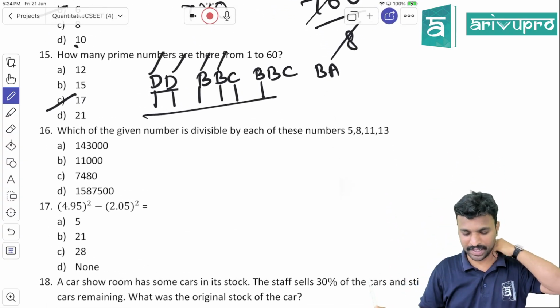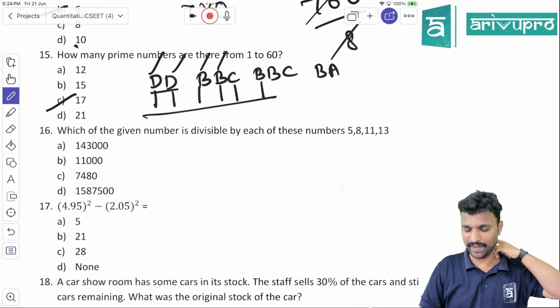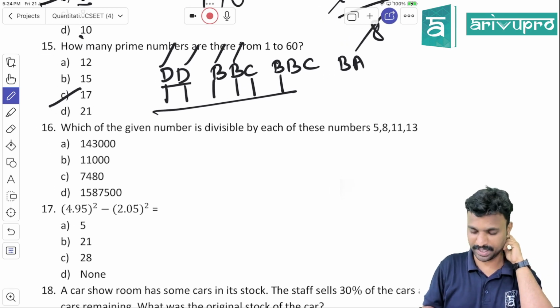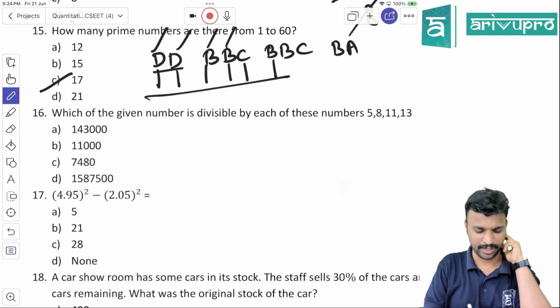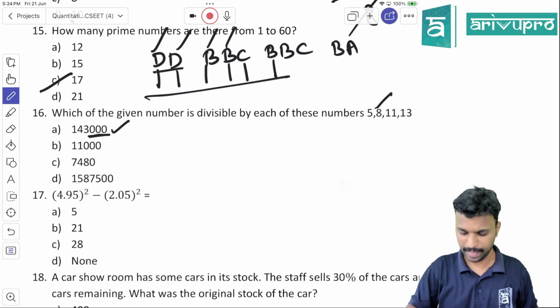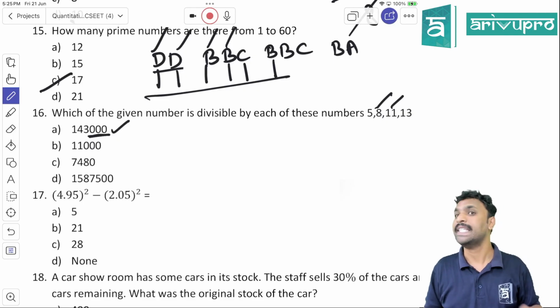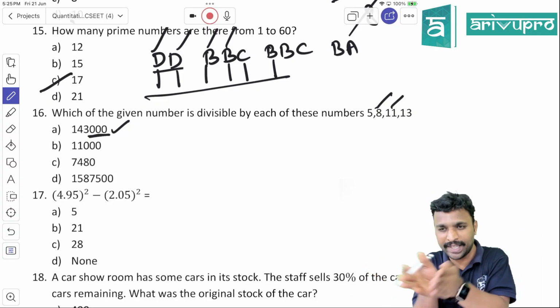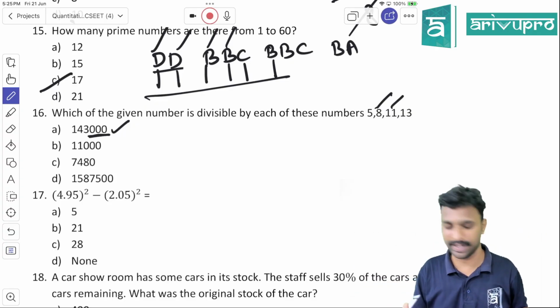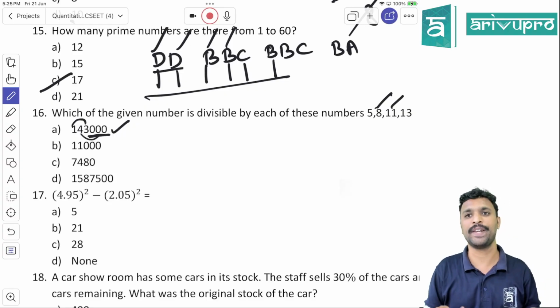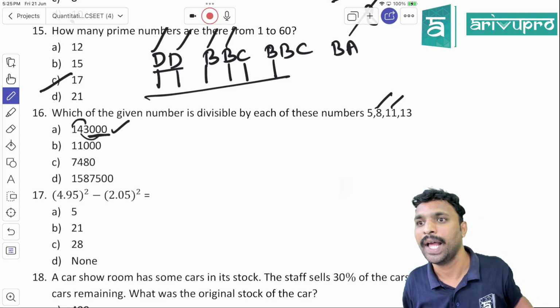Which of the given numbers is divisible by each of these numbers: 5, 8, 11, 13? First of all, how do you check whether a number is divisible by 5? Last digit should be 0. This is definitely divisible by 5. For 8, the last 3 digits must be divisible by 8. Definitely 0, 0 means we'll divide any number. For 11, take the sum of all the odd places and the sum of all the even places; the difference should be 0 or 11. Check: 1 plus 3, 4. 4 plus 0, 4. 4 minus 4, 0. It is divisible by 11 also.